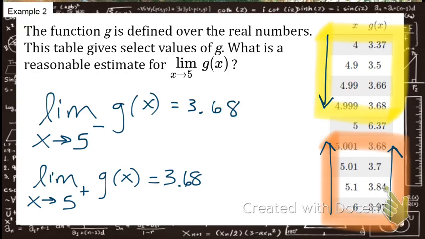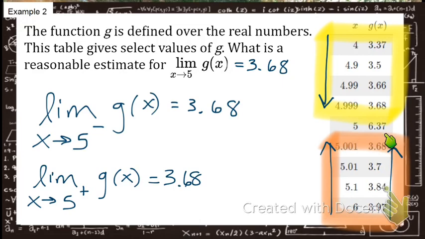Are my left and right hand limits equal to each other? Yes. Then a reasonable estimate for the limit of g of x as x approaches 5 is what? 3.68. Now, is that what the actual function is equal to? What is the function actually equal to at 5? 6.37. It does not matter that the function is equal to something else.